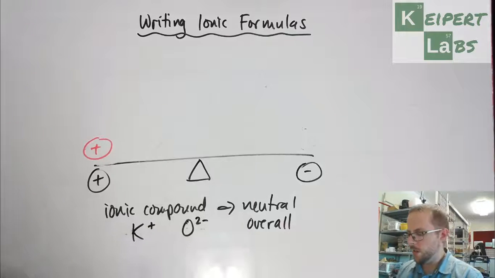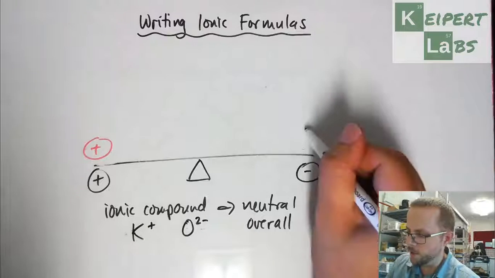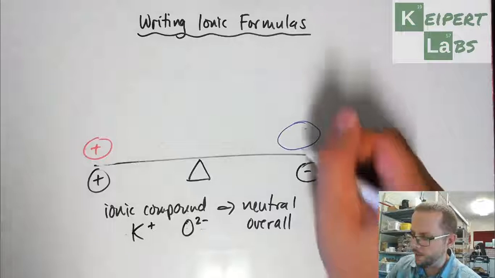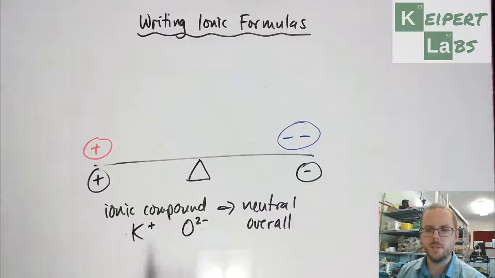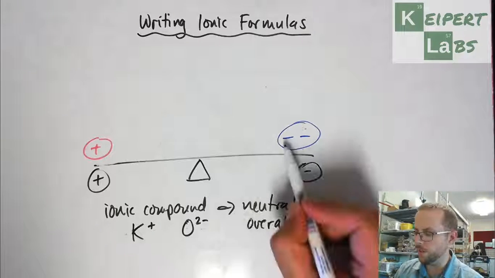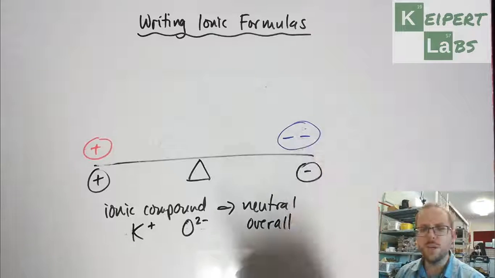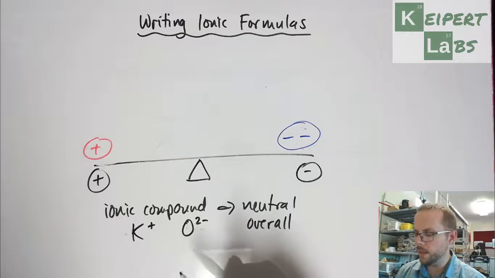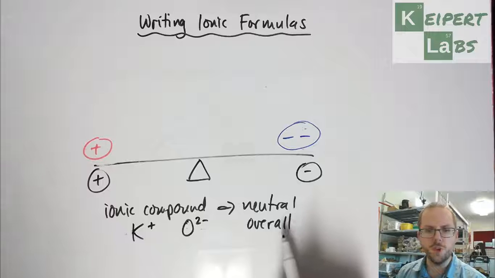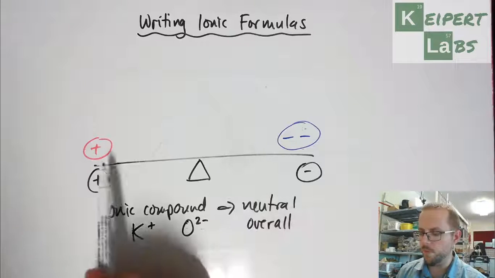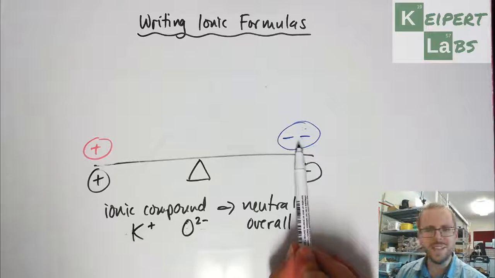And now I'm going to use over here. I'm going to do my oxygen, but I'm going to write it with 2 minuses. Okay, so I've got a single thing that contains 2 negative charges. Now the reality is, what we were saying is that it needs to be neutral overall. And so at the moment I have 1 plus and 2 minuses, and that's not balanced.